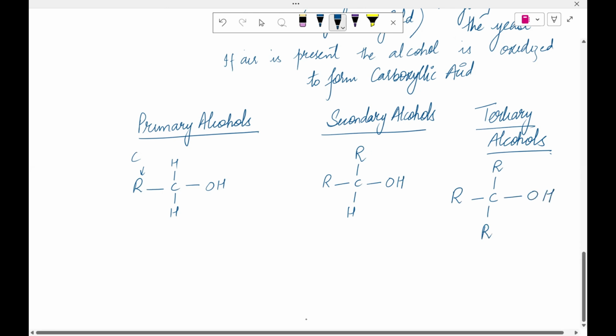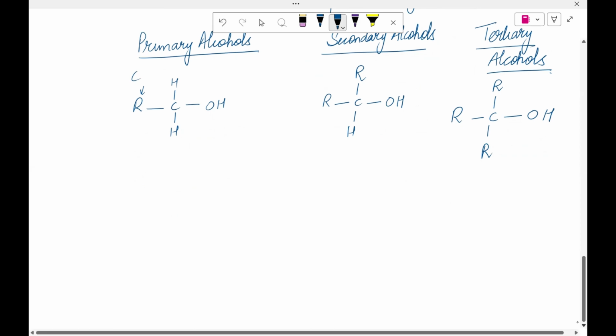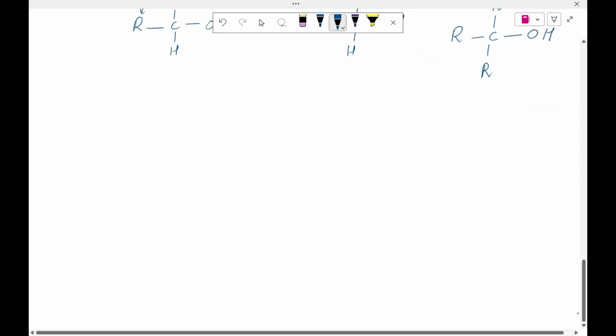I hope you have come across the difference between them. Okay, yeah. So now let me show you one formula, and that is this one.